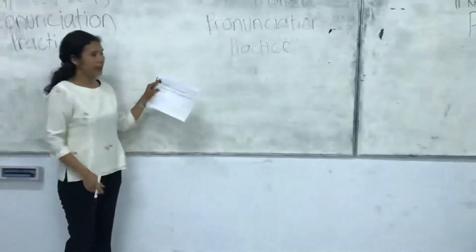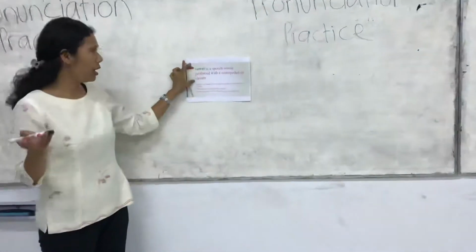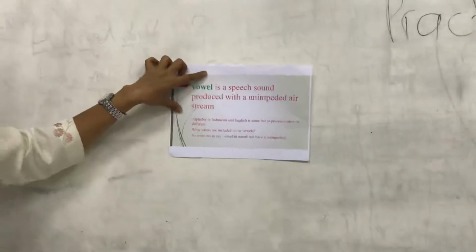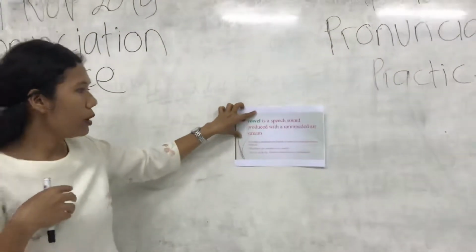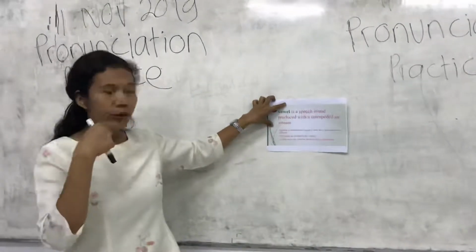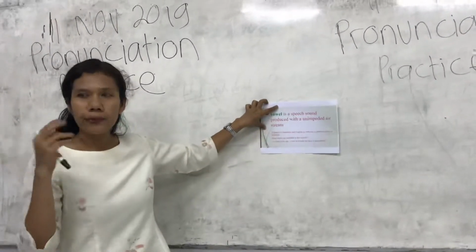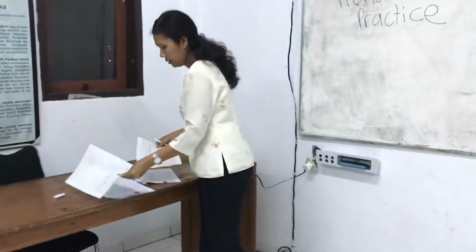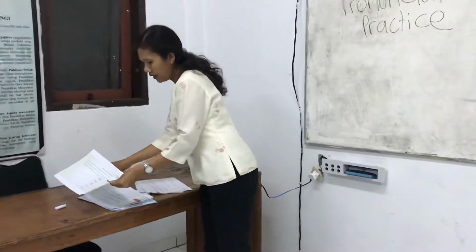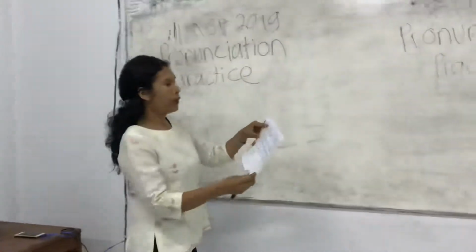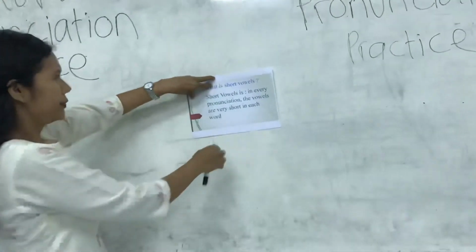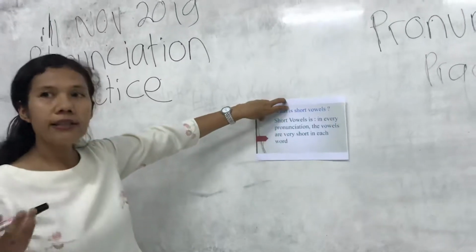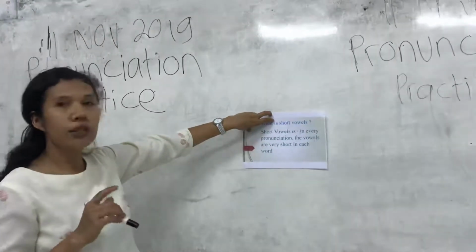Okay, a vowel is a speech sound produced with an unimpeded air stream. So when we say a vowel, the mouth does not block the air. And the next: what is a short vowel? A short vowel is one where, in every pronunciation, the vowels are very short in each word.